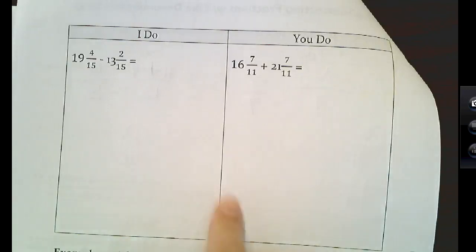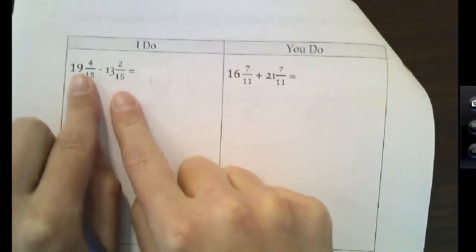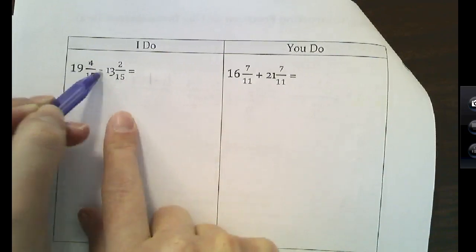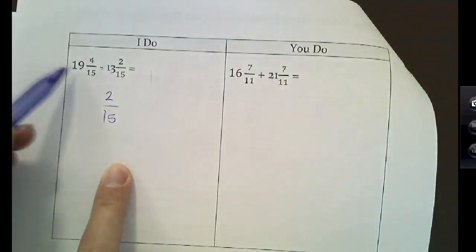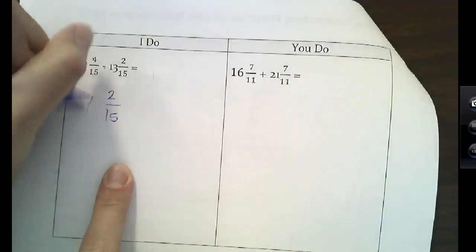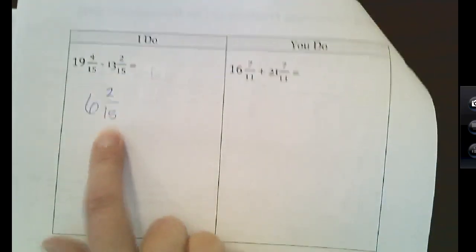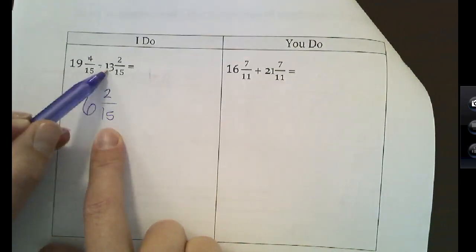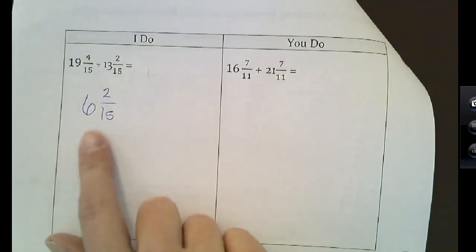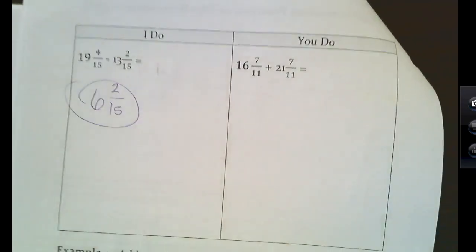In this first example, I saw a lot of people see the 4 minus 2 and write 2/15. And they saw 19 minus 13 and got 6. Can I simplify the 2/15? No, it's 6. 19 minus 13 is 6. You can't simplify, so guess what? You're done with that one.